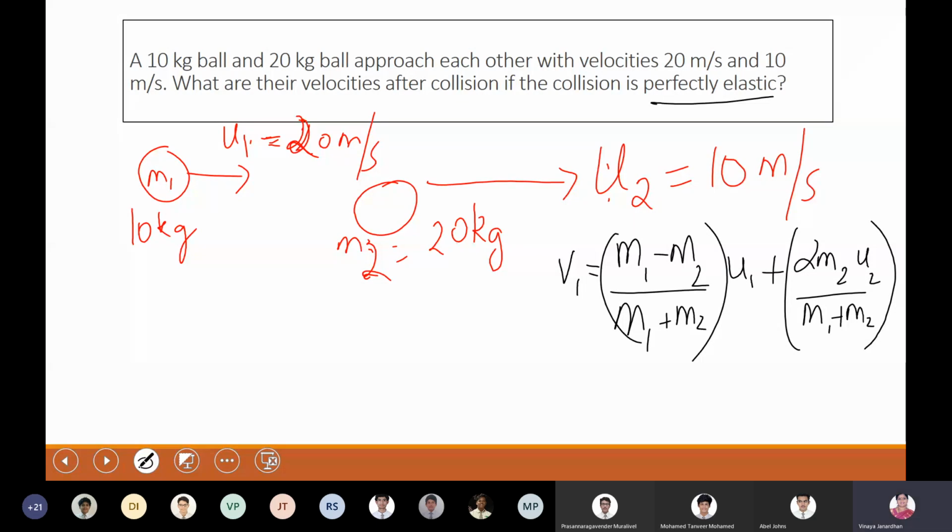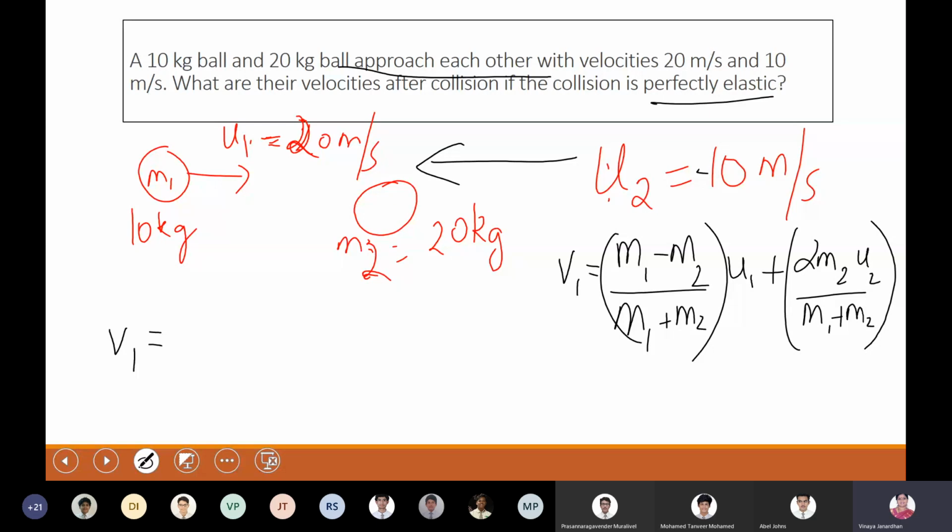So what will be the value of V1, boys? One second. Look at the statement. Both the bodies are approaching each other. So U2 should be positive or negative? Both are approaching, so negative. If one is taken as positive, the other one should be negative. So U2 becomes minus 10.